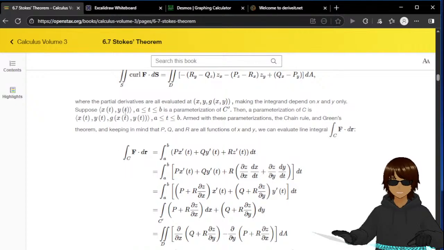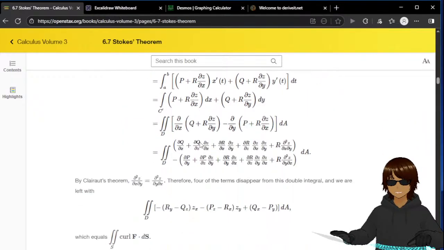Suppose x(t), y(t), where t goes from a to b, is a parameterization of C naught. Then a parameterization of C is x(t), y(t), g(x(t), y(t)), where t goes from a to b. Armed with these parameterizations, the chain rule and Green's theorem, and keeping in mind that P, Q, R are all functions of x and y, we can evaluate the line integral F dot dr.